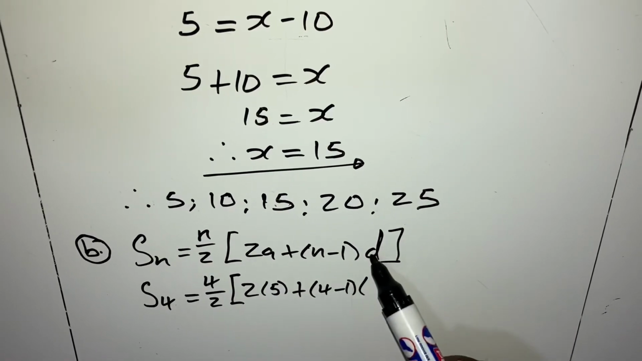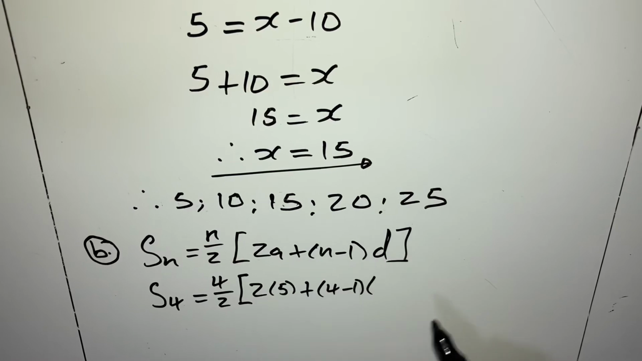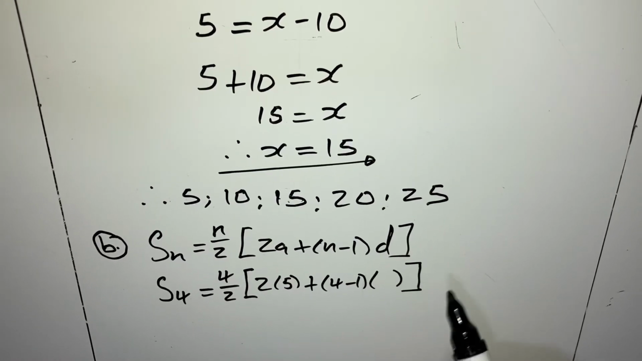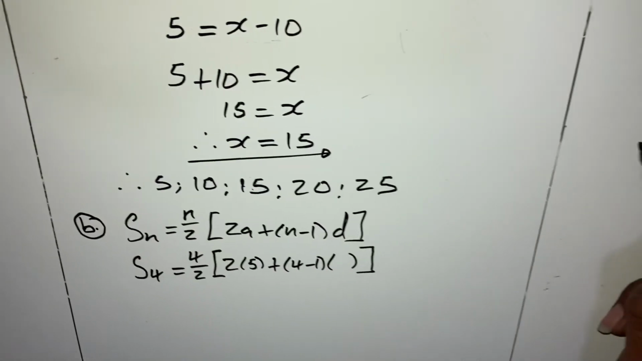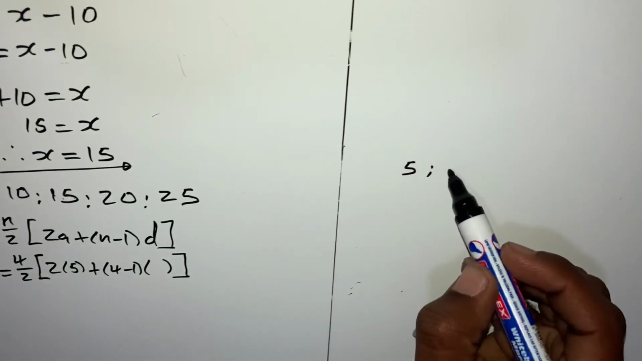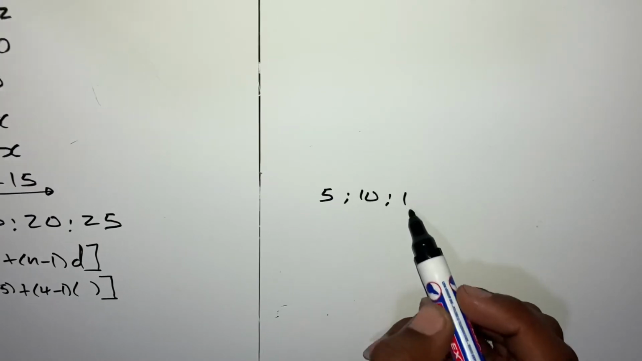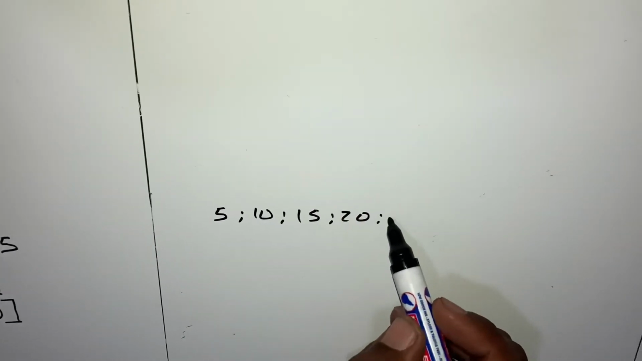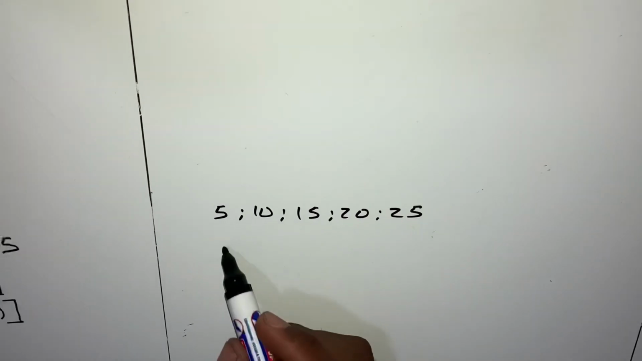Then our d, you'll go on to use your formula: 5, 10, 15, 20, 25. This is our sequence.